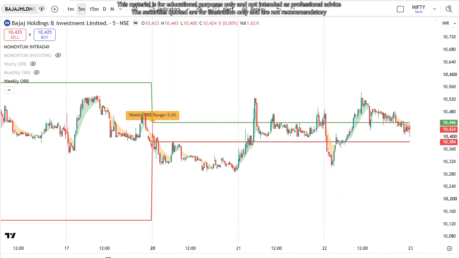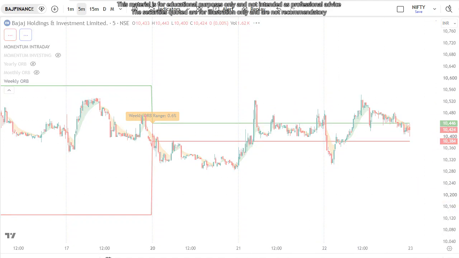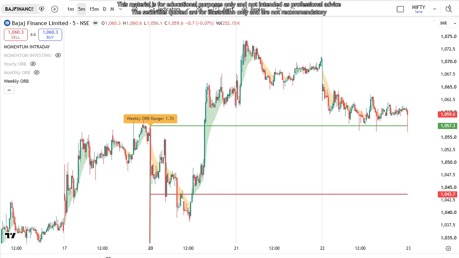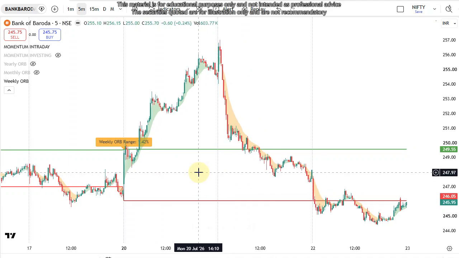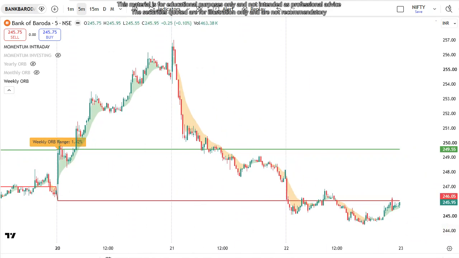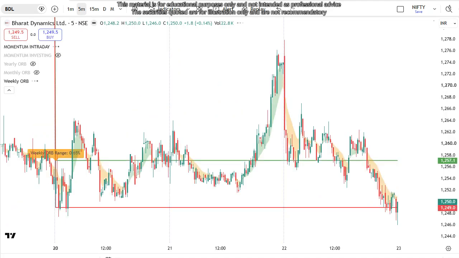So whenever we get a buy trade, we can easily get a 1.5 to 2% target. That's why we are recommending 0.75% and lesser candidates only. See here it is 1.42%, so we avoid it. This is 2%, we avoid it.